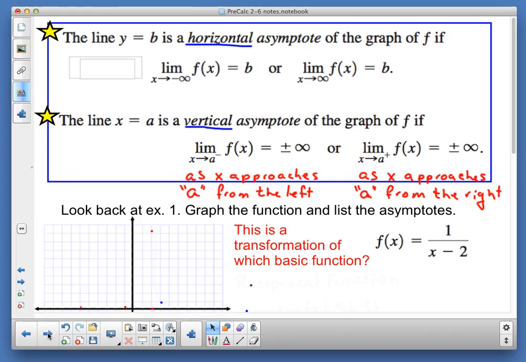Now, the line y equals b is a horizontal asymptote if the function approaches a particular value as x approaches negative infinity and positive infinity. The line x equals a is a vertical asymptote of the graph of f. If I approach a from the left and from the right, whether the graph goes up or dives down just depends on how it behaves on either side of that asymptote. And that's what we're going to be comparing.